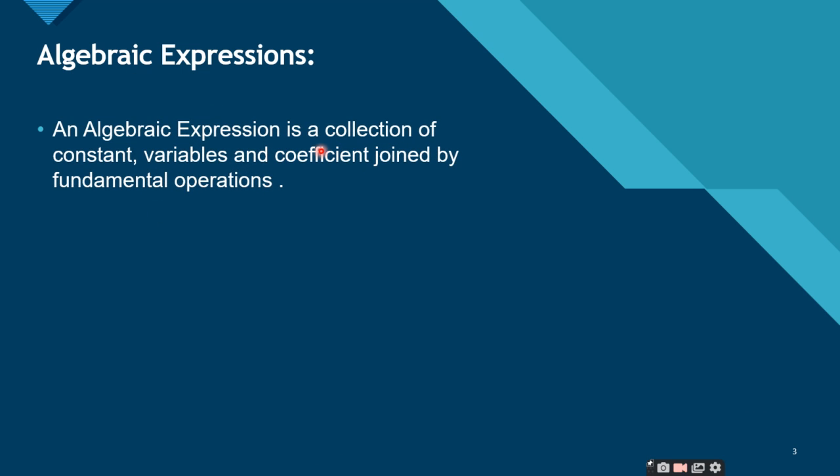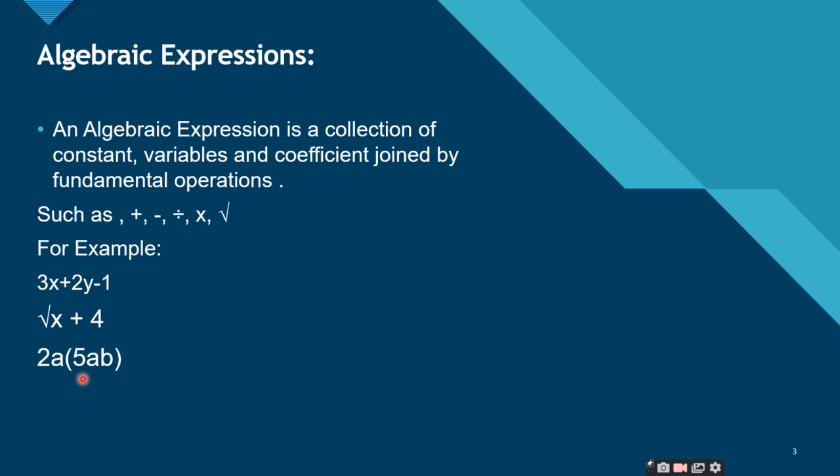An algebraic expression is a collection of constants, variables and coefficients joined by fundamental operations such as addition, subtraction, division, multiplication and root. For example, 3x plus 2y minus 1, root x plus 4, 2a multiplied by 5ab. These all three are examples of algebraic expressions in which we have variables, coefficients, constants along with the mathematical operations.